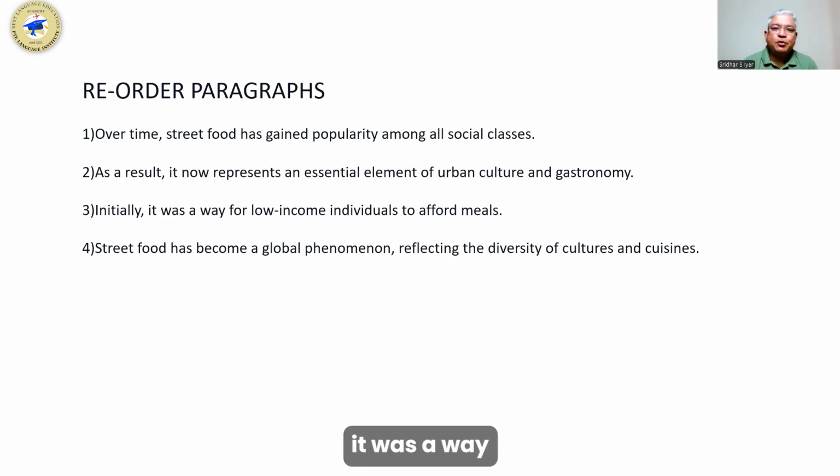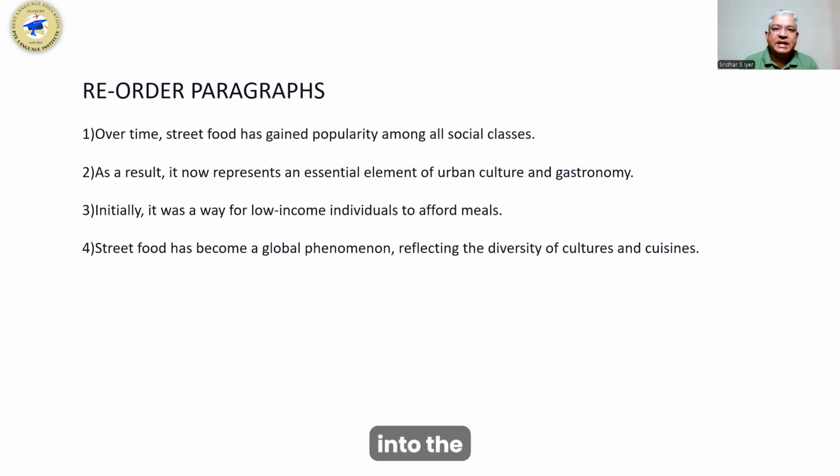Initially, it was a way for low-income individuals to afford meals. Looks like the pair here. Then over time, street food has gained popularity among all social classes. As a result, looks like a concluding sentence. It now represents an essential element of urban culture and gastronomy. For the two pairs, you'll be getting 2 marks here.